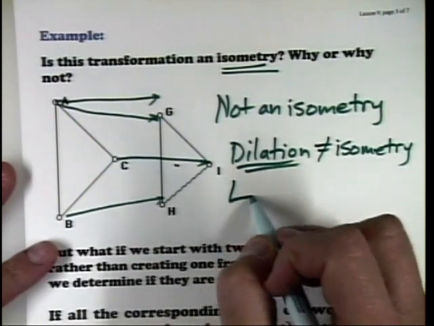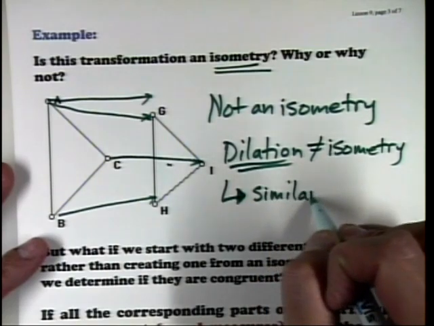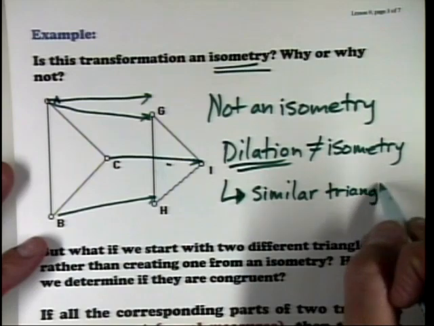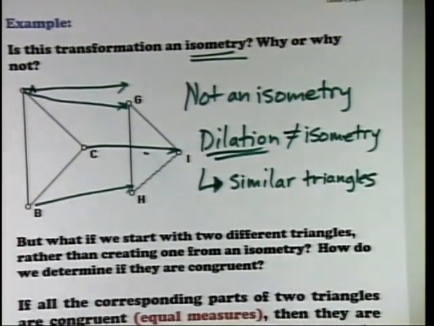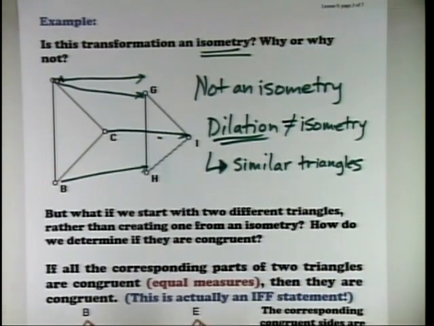This actually deals with another important concept called similarity, and we'll talk about that later on. But these are actually similar triangles, but they're not congruent. Today we're talking about congruence. So that's what happens if we have two triangles that are generated from some type of rigid transformation or an isometry. But what if we're starting with two separate triangles that are not created from an isometry? How could we then determine if the two given triangles are congruent?